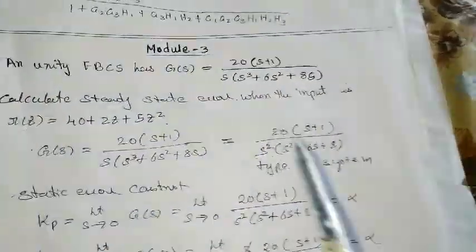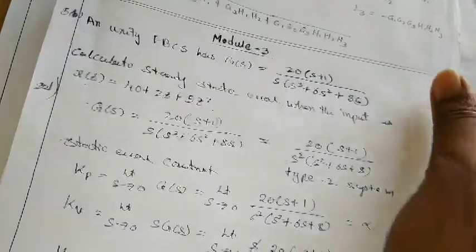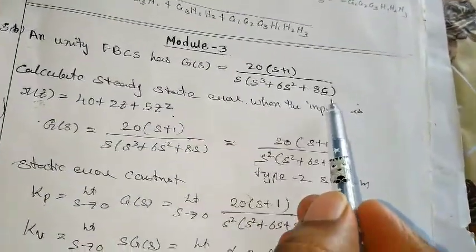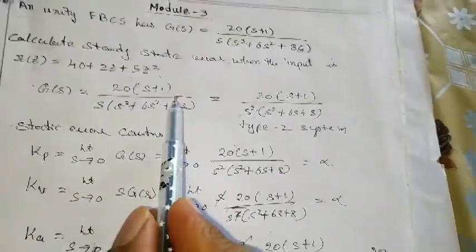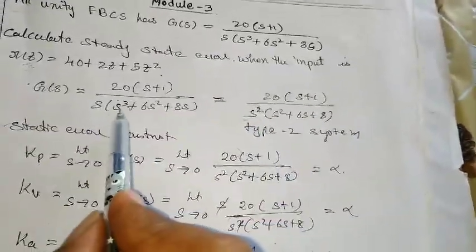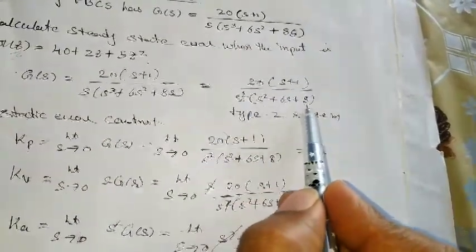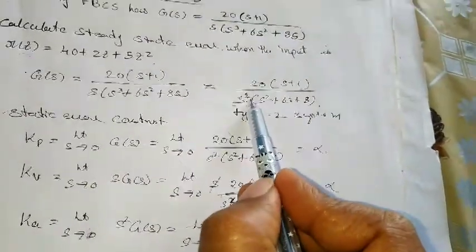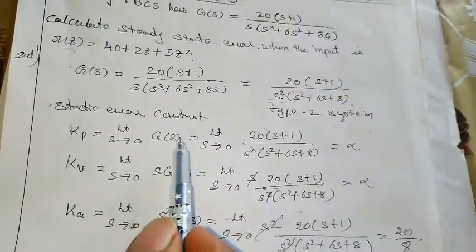So here, given the open loop transfer function G(s) = 20(s+1) / (s(s^3 + 6s^2 + 8s)). I'll write G(s) here, and I'll take s common from this. So I'll get s^2 (s^2 + 6s + 8). So here there are two poles at the origin, so this is a type 2 system. So static error constants first we will calculate.